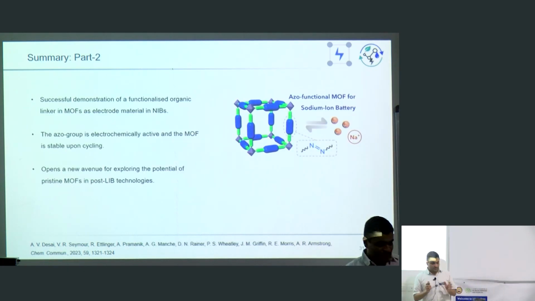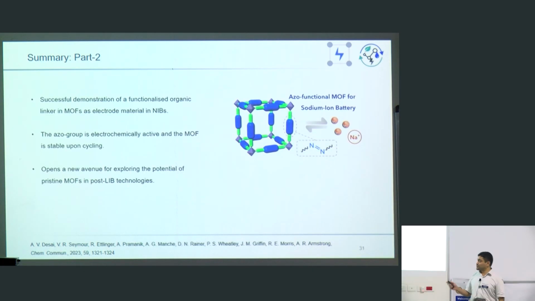So this is the summary of my second part. I hope I've been able to show you that azo-based chemistry is quite attractive, and if you have a morph system, it is even better, because then you have a porous structure where ions can diffuse easily inside the system and come out easily, and you don't have to worry about sluggish kinetics and other things.